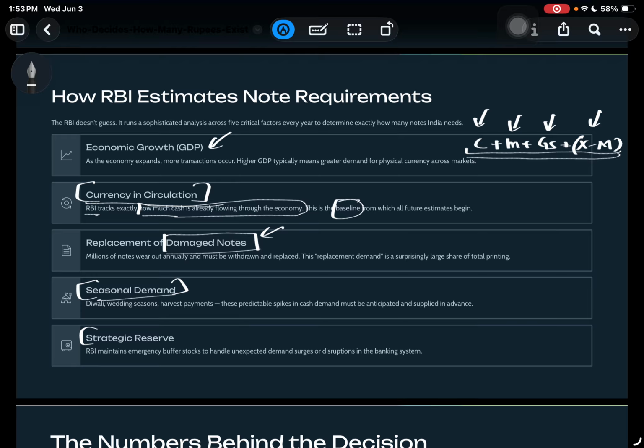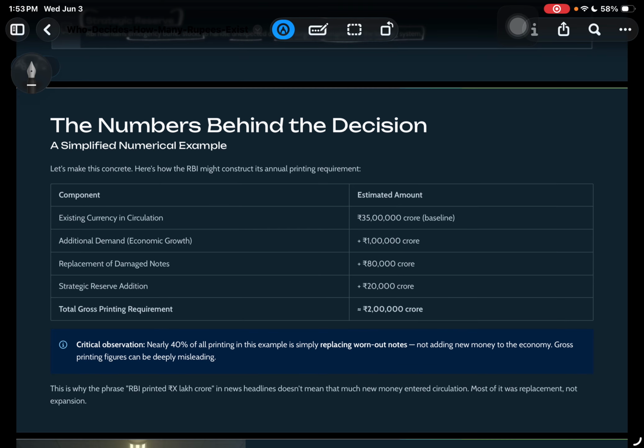RBI also keeps a strategic reserve. It maintains emergency buffer stocks to handle unexpected demand surges or disruption in the banking system. This might be in case of extreme crisis. Any downside is taken care of with the help of the strategic reserve that the RBI holds.